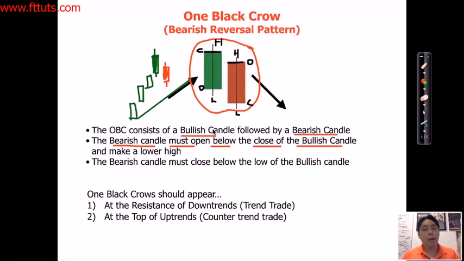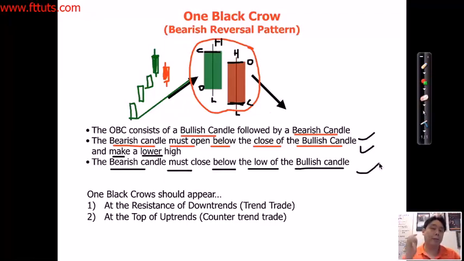Second criteria, the bearish candle must make a lower high than the high of the bullish candle. So this high has to be lower than this high. Check. Next, the bearish candle must close below the low of the bullish candle. So this close has to be lower than the low of this bullish candle. So once again, when all three criteria are met, you have a one black crow pattern. And there's a high chance the price will reverse down.